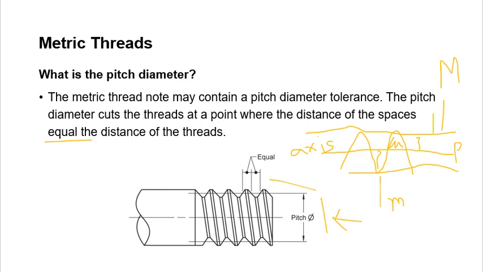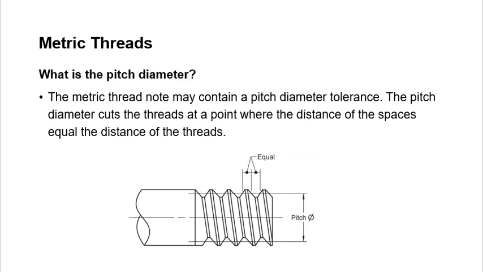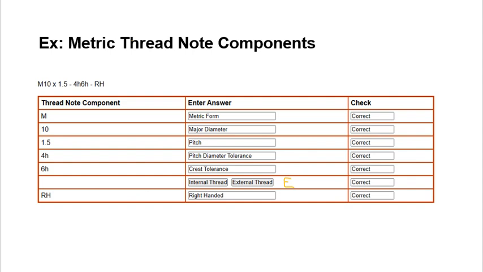All right, so let's go on to the exercise. In this exercise, you're given this note, and we have to interpret it. M is your metric form, 10 is your major diameter, 1.5 is your pitch because it goes in a direction. Now we have uppercase and lowercase letters. We are dealing with the lowercase, so you have to identify internal and external.